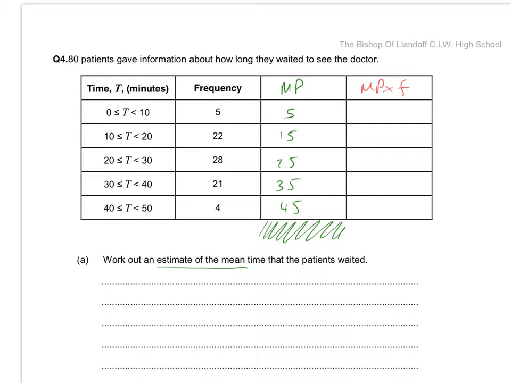So 5 times 5. Some people like to put a times sign in between. You don't have to, but it's quite nice. It sort of illustrates exactly what it's going to do. So 5 times 5 is 25, and so on. So working out all those numbers, they are as follows. Now you should be working out the total frequency and the total of the midpoint times frequency.